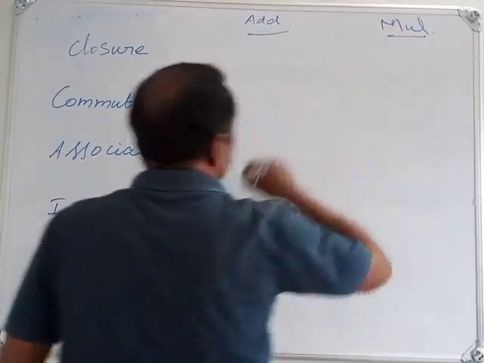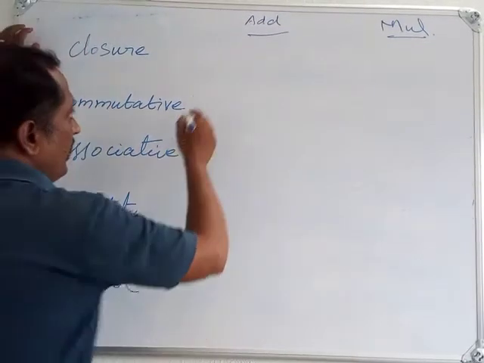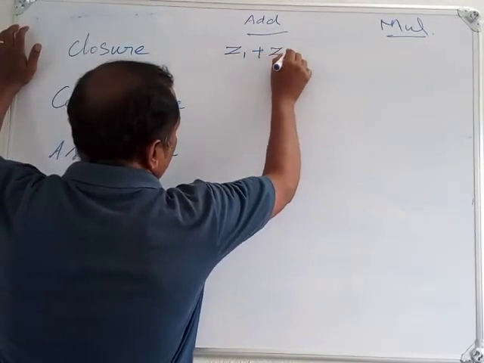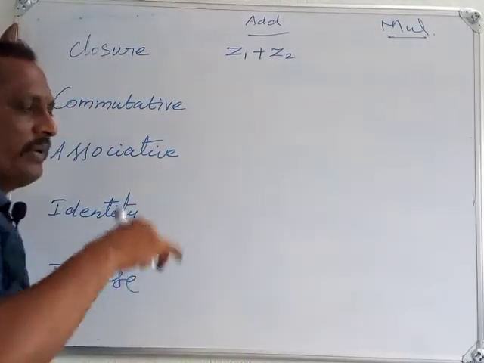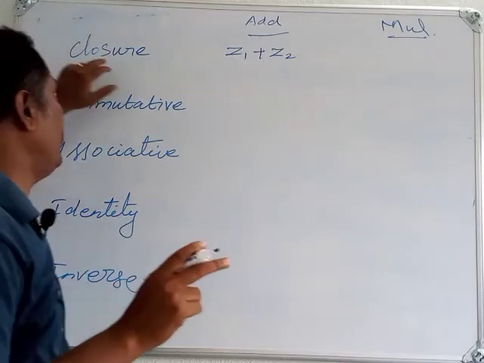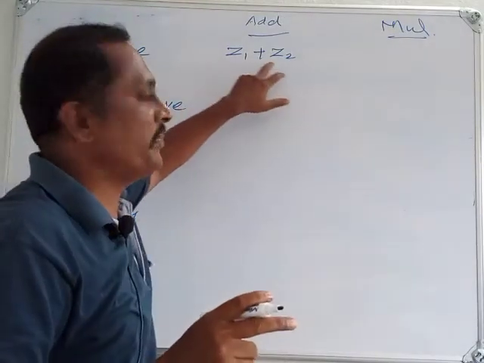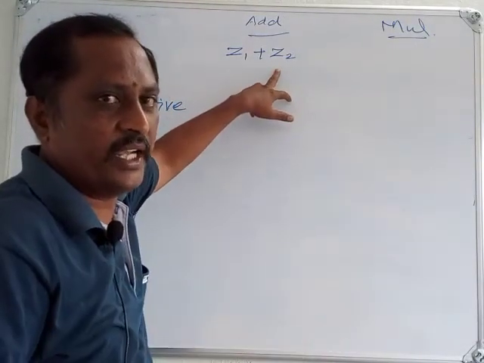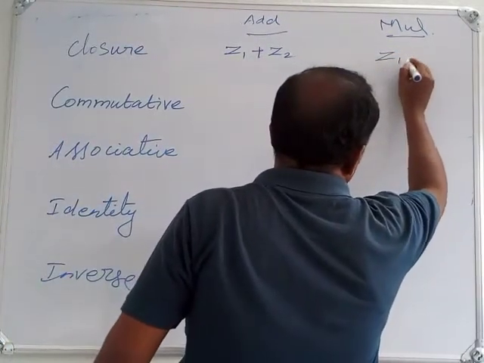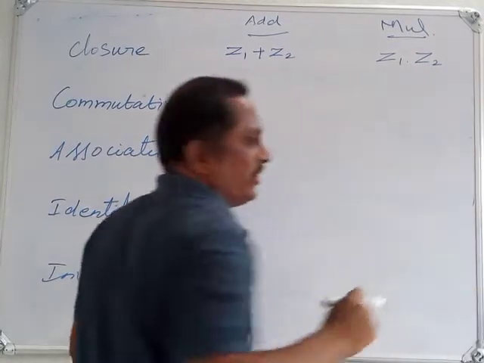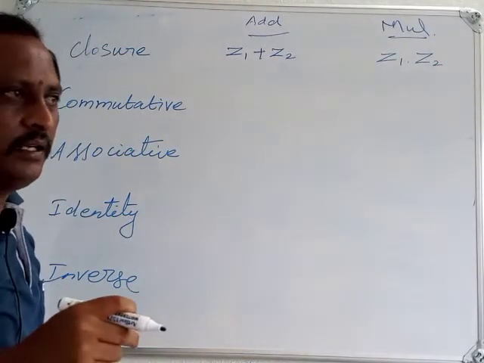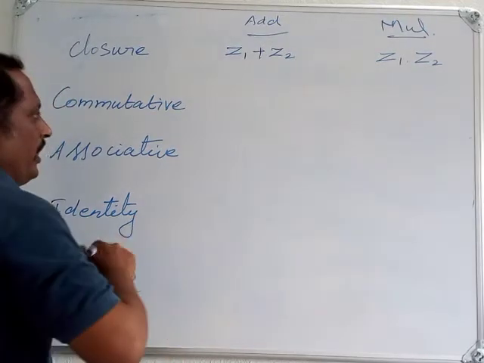Second one, multiplication use panna. So rendume use panna. Closure na, we have to take any two complex numbers z1 and z2, then the addition is also a complex number. Closure means z1 plus z2 is also a complex number. At the same time, multiplication, z1 into z2 is also a complex number.